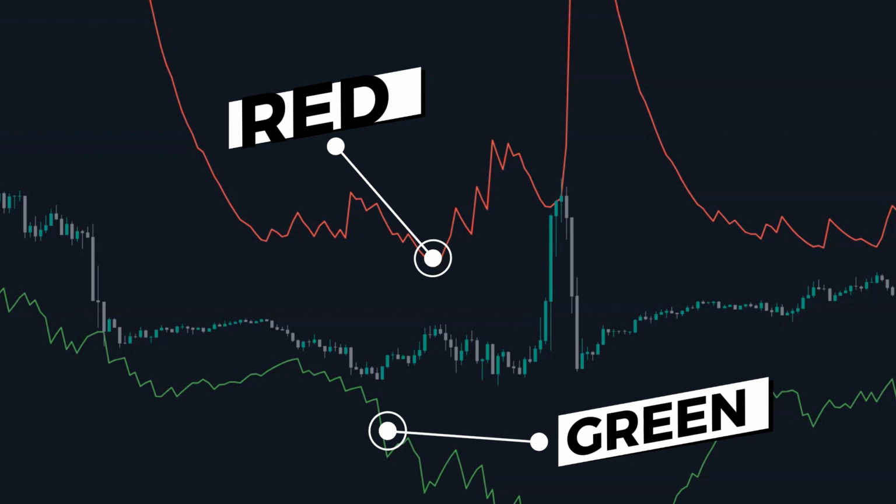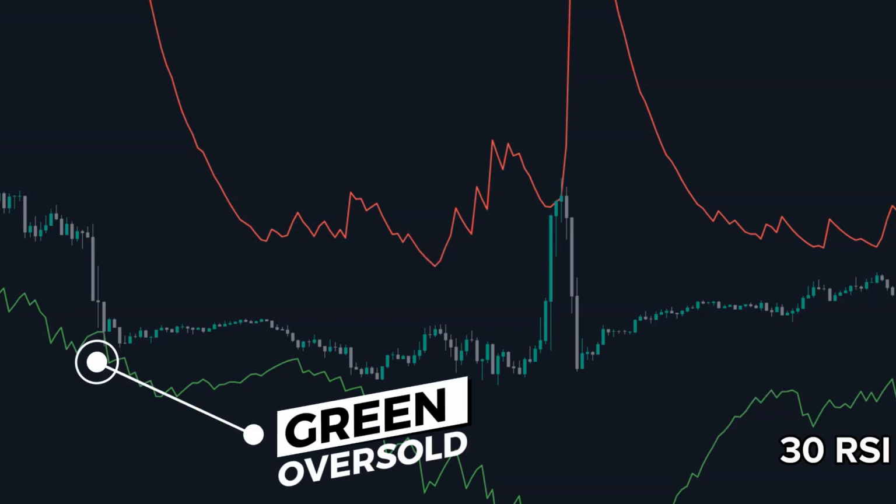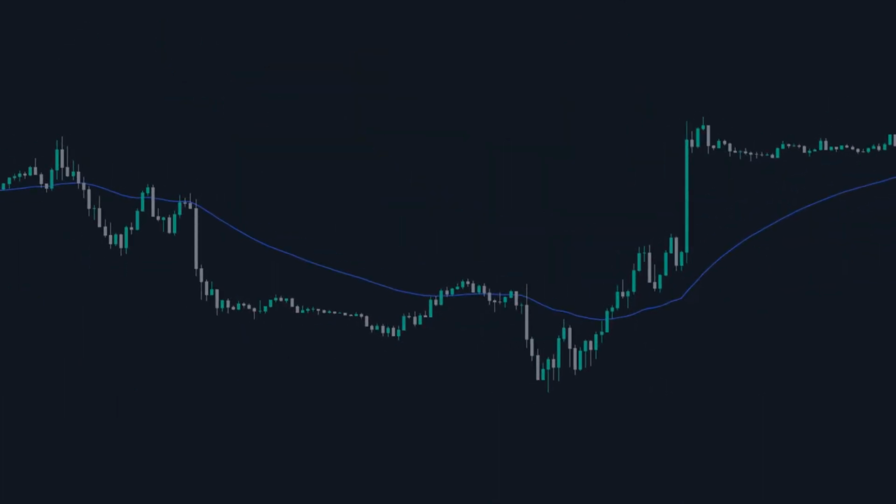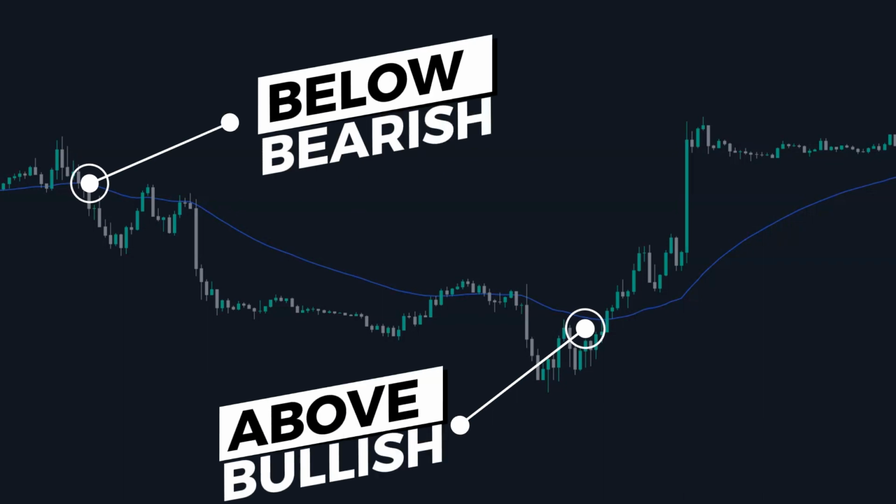By standard settings, the green band shows when price goes below 30 RSI for oversold, and the red line when price goes above 70 RSI for overbought. Exponential moving average, measuring trend direction over a period of time.